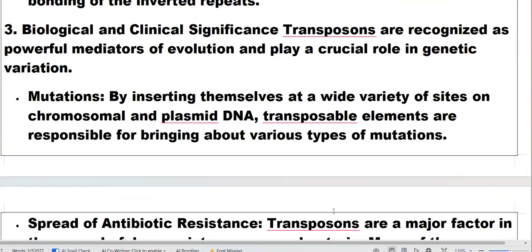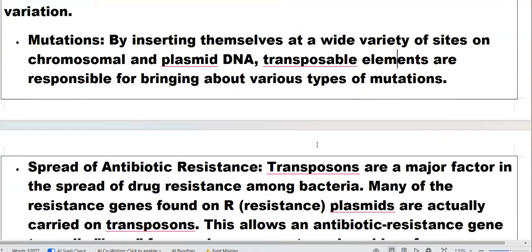Biological and clinical significance of transposons. Transposons are recognized as powerful mediators of evolution and play a crucial role in genetic variation, like mutations, by inserting themselves at a wide variety of sites on chromosomal and plasmid DNA. Transposable elements are responsible for bringing about various types of mutations.